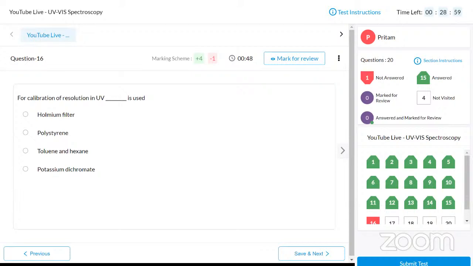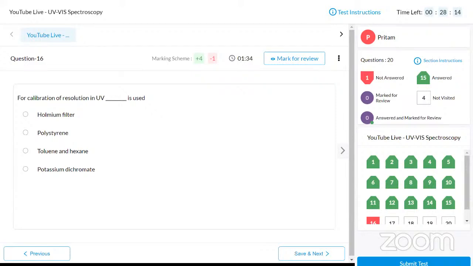Now option C, toluene and hexane, and option D, potassium dichromate. Now in calibration, all the three other options are used: holmium filter is used, toluene and hexane are used, and potassium dichromate is used. But what is the individual role of each of these reagents that you will use? So that also you have to read carefully about the calibration. So when you read calibration of UV spectrophotometer, you'll have to remember the role of each of the calibrating solutions carefully. Holmium filter is used for wavelength accuracy measurement, and potassium dichromate is used to calibrate the absorbance, that is the absorbance capacity of the instrument.